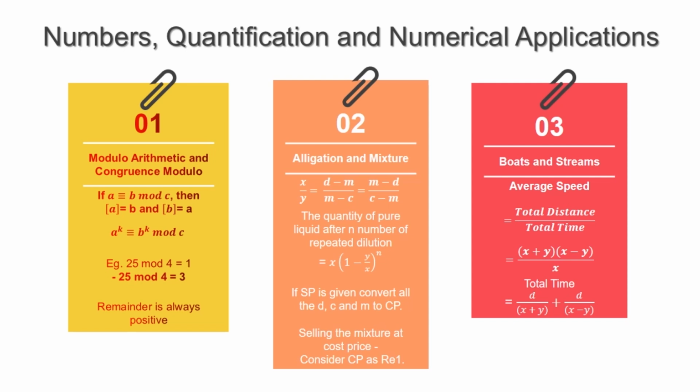And for repeated dilution, what is the remaining solution? That is x into 1 minus y by x the whole power n formula. Use it properly and get the answer. In this, there are these 2 formulas only.